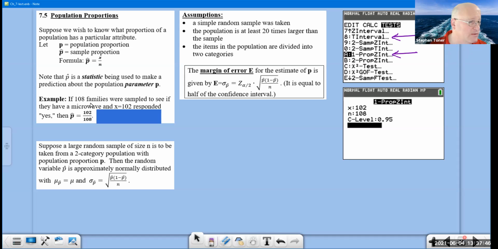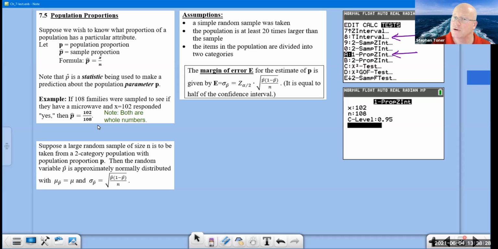Okay, so I've got an example for you here, and it says if 108 families were sampled to see if they own a microwave and 102 responded yes, then the proportion of those who have a microwave, p-hat, will be 102 out of 108. And I want to make this comment here that both of these numbers are whole numbers. You cannot say 102.3 people say, yes, I have a microwave. It doesn't make sense to have 0.3 of a person. And you can't survey a fractional or decimal number of people either. So that 108 in the denominator also needs to be a whole number.